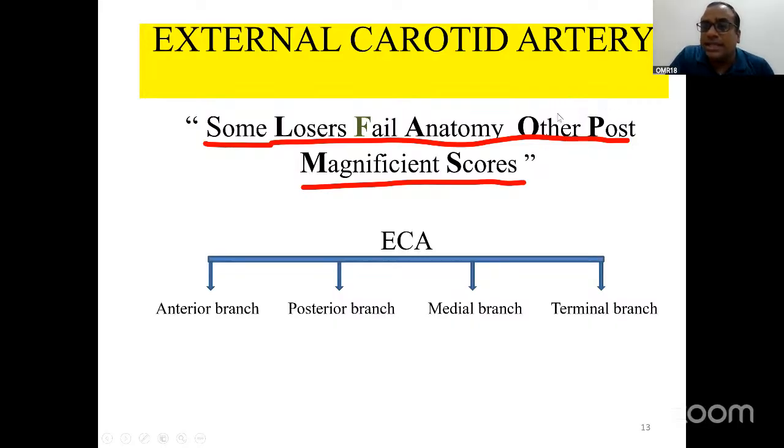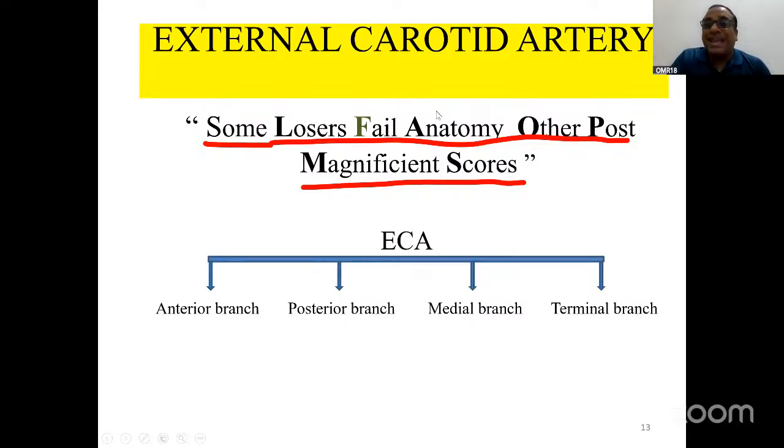These 2 words, other post, are the posterior branches. You can write it down like a flower bracket. Some losers fail, these 3 are anterior branches. Magnificent scores, these 2 are terminal branches. Other post is the posterior branch.